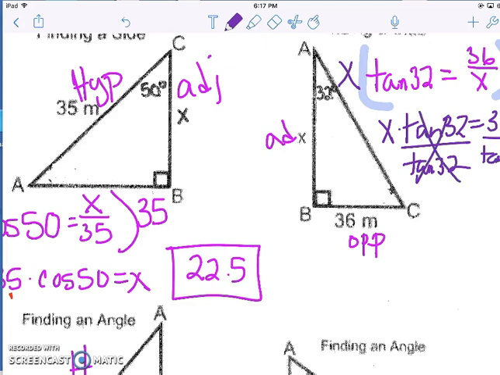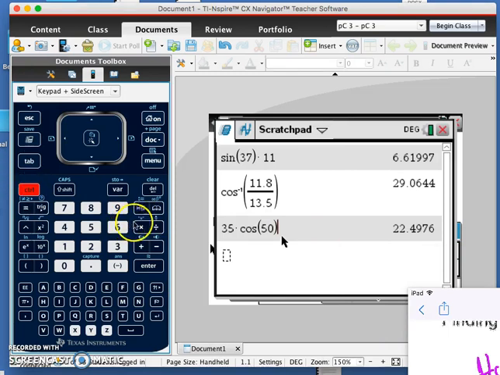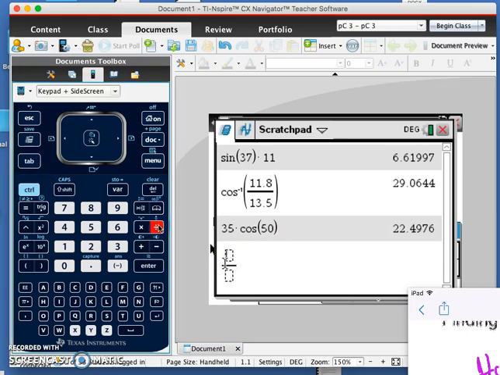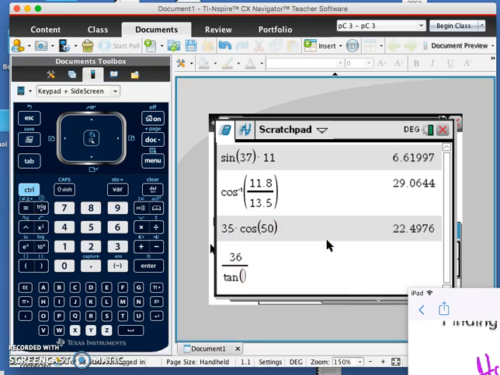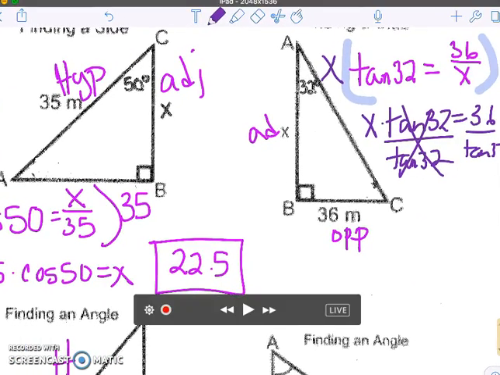And that one, I just want to remind you, we'll be using this key more and more. Make sure on your calculator you use that fractions key. So control divide. 36 divided by tangent of 32. We end up with 57.61.